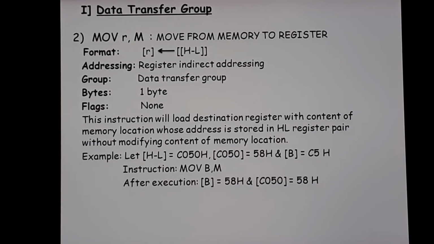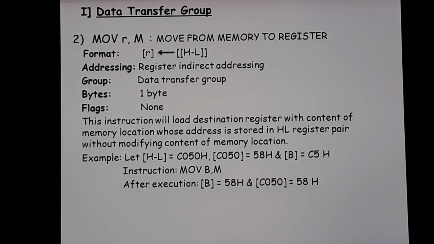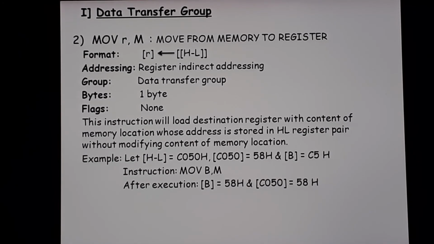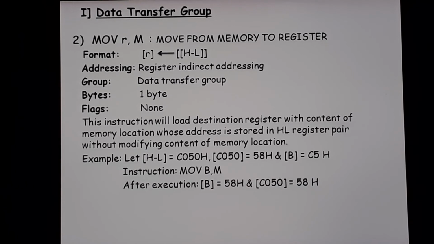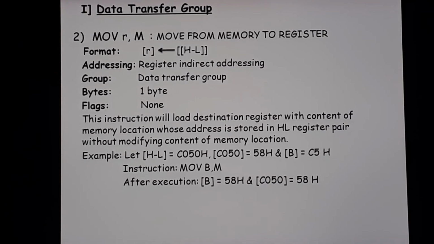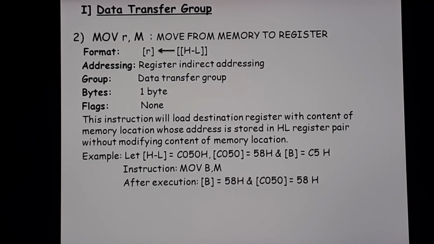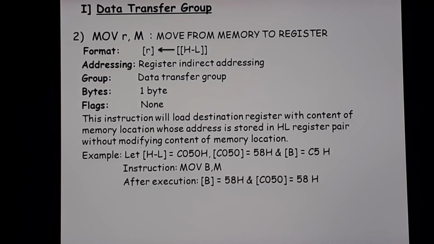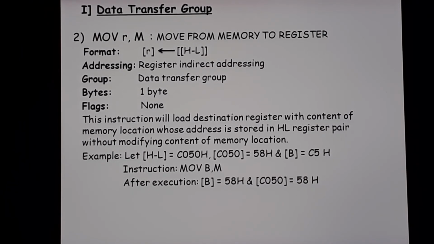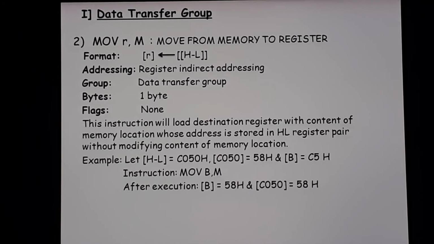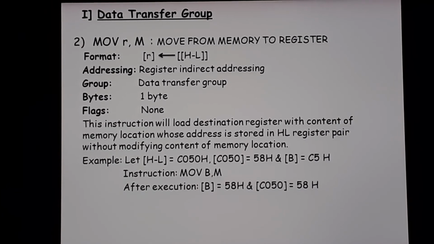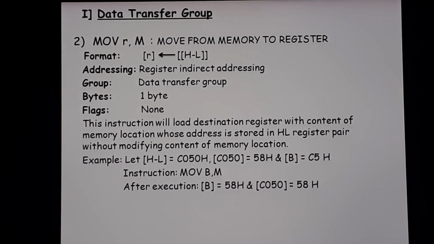What was the previous instruction description? The description was the content of source register was transferred to the content of destination register with no changes in the source register. Correct? Same here you have to write the content of memory location, but you need to mention that full line. The content of memory location whose address is stored in HL register pair will be moved to the register, that is destination register, with no changes in the content of memory location, that is HL register pair.